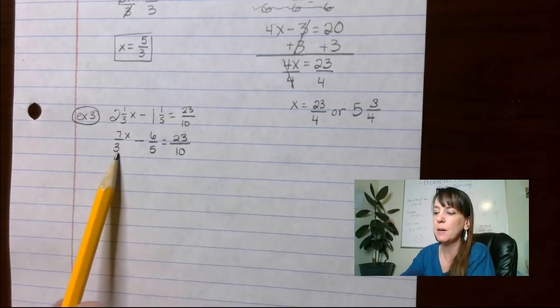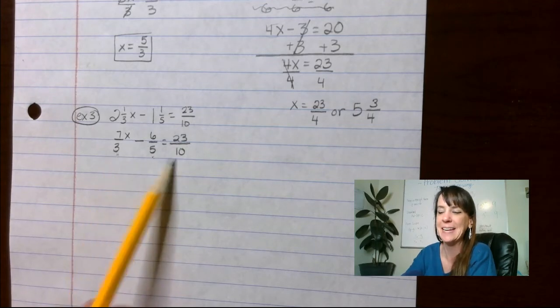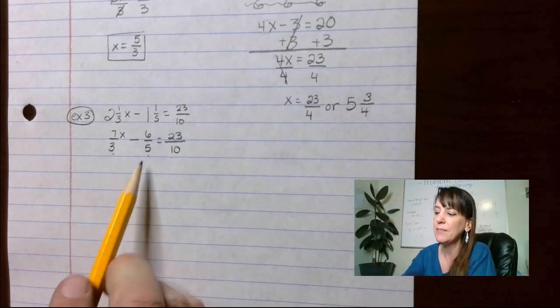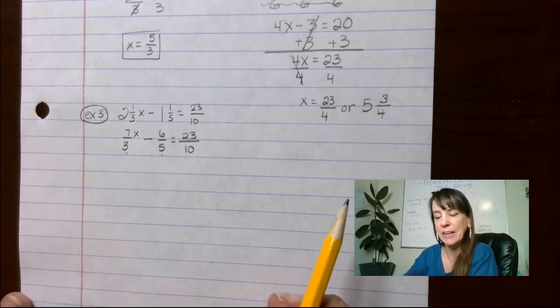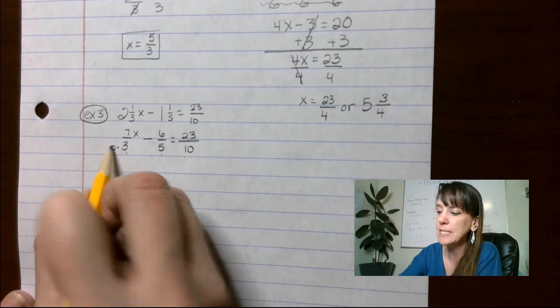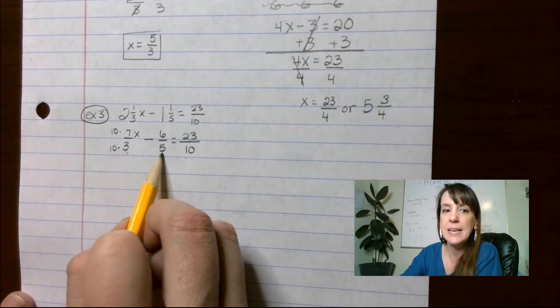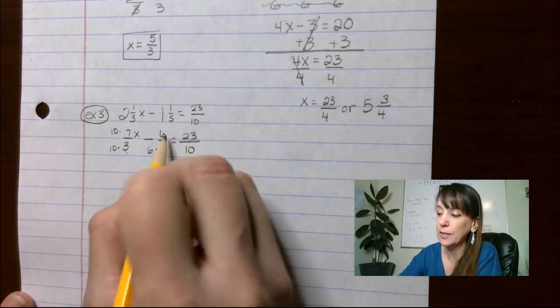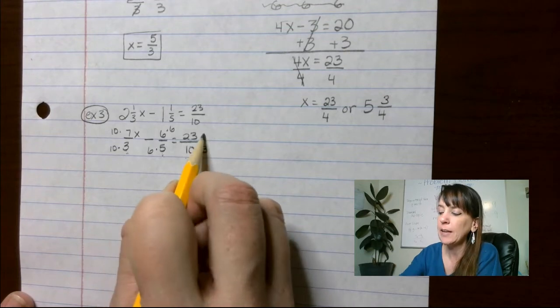Now I need a common denominator between 5, 3, and 10. 5 times 3 is 15, but 10 won't go into that. But if I double 15, I get 30, and 30 goes into all of those. So I'm going to multiply this by 10 to get 30. What I do on the bottom, I have to do up top. Multiply this by 6 to get 30. Do it on the top and bottom. Multiply this by 3, top and bottom.